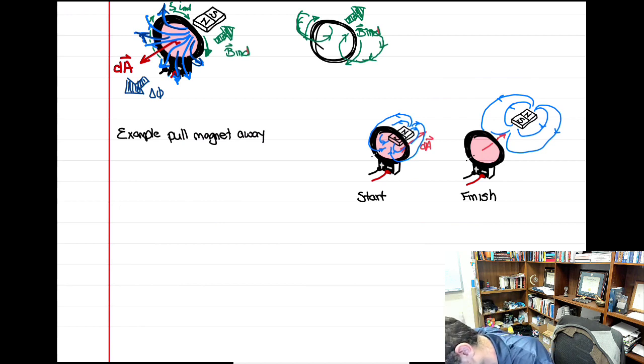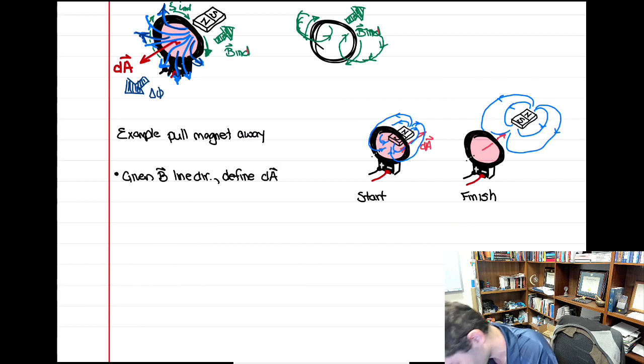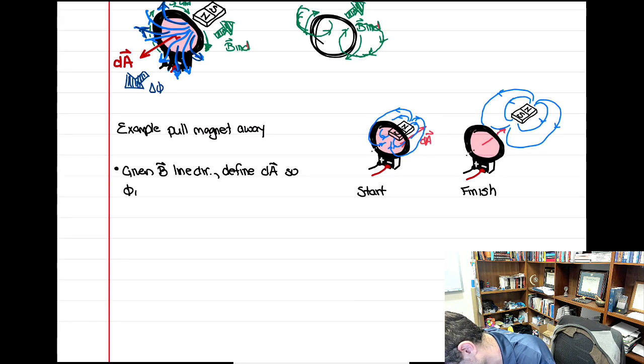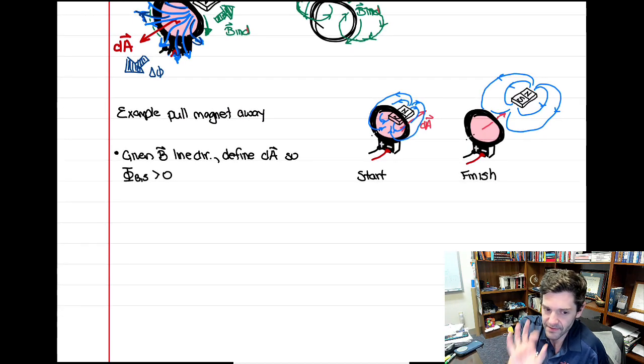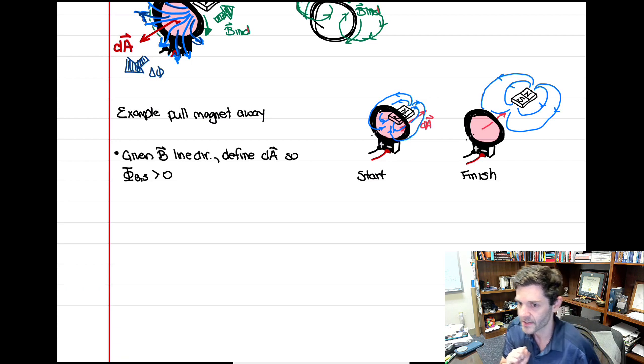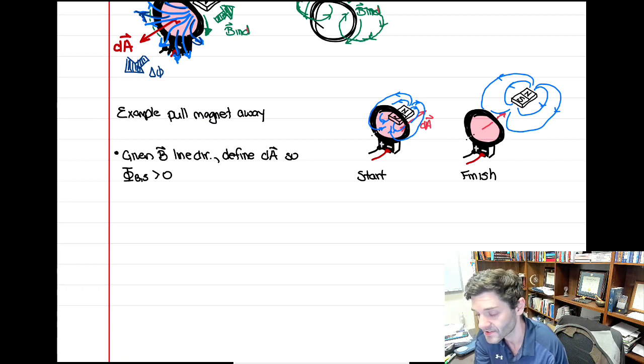So I could say for the first step, given the B field line directions, we're going to define the dA element. So the overall flux at the start is very much a positive number. So I'm dealing with positive numbers again. This required me to define the surface, which required me to define the circuit. I think we're kind of all set on all of that.